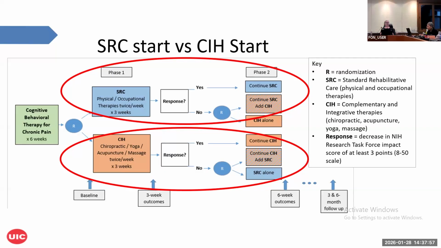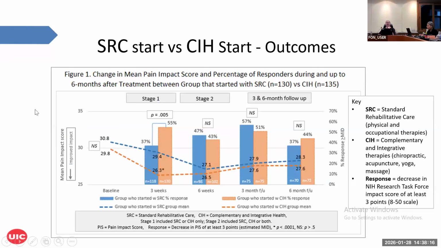Is it better to start with standard rehabilitative care, or is it better to start with complementary and integrative health? So you can see where the circles are. So we're comparing that to that. Okay, that's our main question here. And here's the answer. So at the beginning, and this is looking at pain impact score, our composite measure.